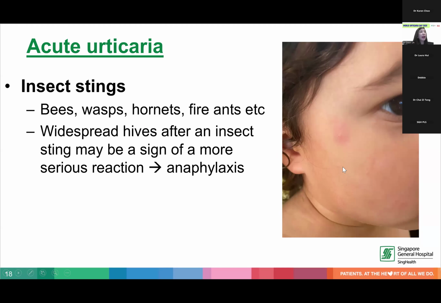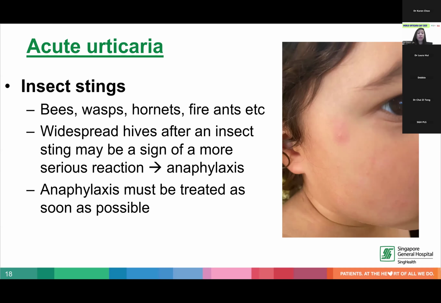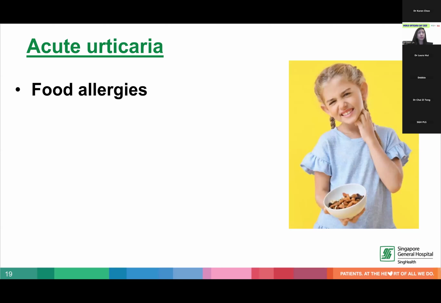However, if you do get hives all over your body after an insect sting, this may be a sign of a more serious reaction called anaphylaxis. And anaphylaxis is a medical emergency and should be treated as soon as possible.